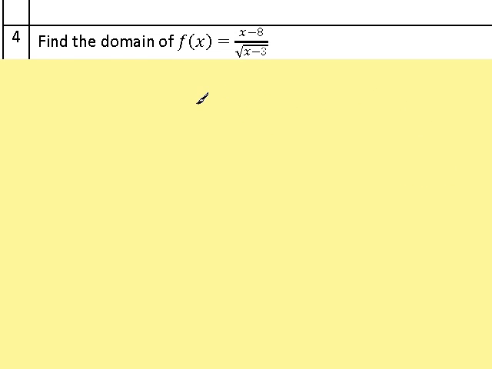In number 4, again, we're finding the domain, and here we have a square root, and the square root is in the denominator. Because of the square root, we know that everything underneath this square root has to be greater than or equal to 0. But because the square root is in the denominator, it can't be equal to 0. So we require that x minus 3 be strictly greater than 0, or x be greater than 3. And that's our domain.